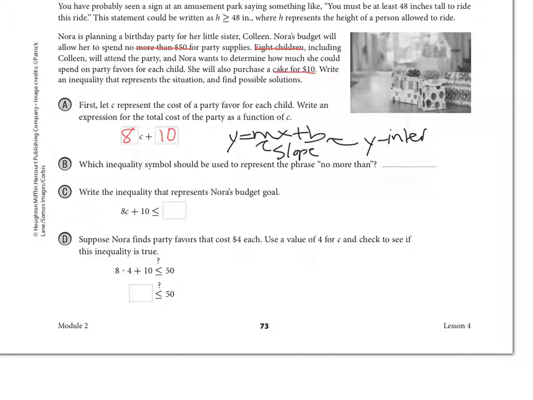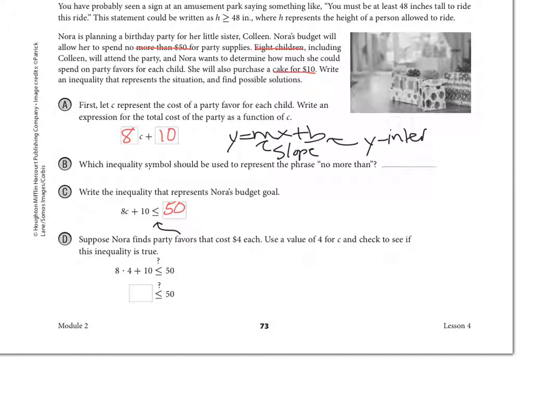All right. Which inequality symbol should be used to represent the phrase no more than? So I'm going to ask you guys, and y'all can answer out loud. No more than. It says no more than $50. So can I spend $50? So I can spend $50, I just can't go over that, okay? That's why right here it uses less than or equal to, because it could equal $50. So this can equal $50.